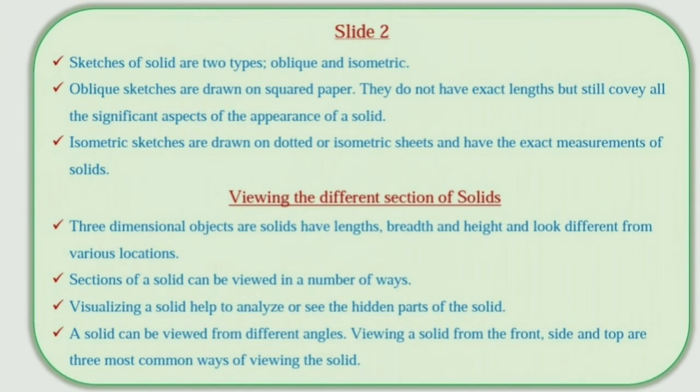Now, viewing the different sections of solids. Three-dimensional objects, or solids, have length, breadth and height and look different from various locations. Sections of a solid can be viewed in a number of ways. Visualizing a solid helps to analyze or see the hidden part of the solid. A solid can be viewed from different angles. Viewing a solid from the front, side and top are the three most common ways of viewing solids.